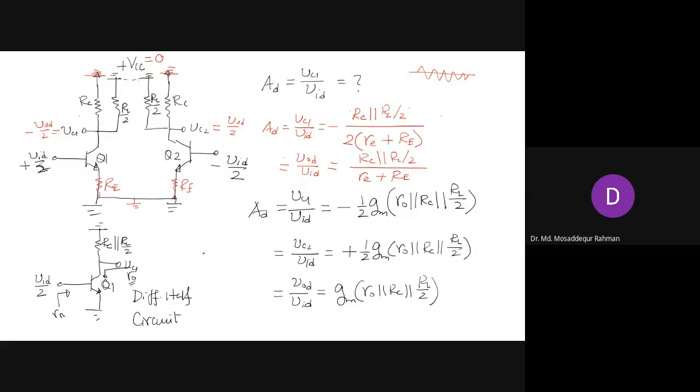So that will be all for today's class. Next class we will discuss the common mode half circuit. Common mode means when you apply the same voltage to both the input terminals, you are applying a common voltage, how the circuit works and what are the gain expressions for that.